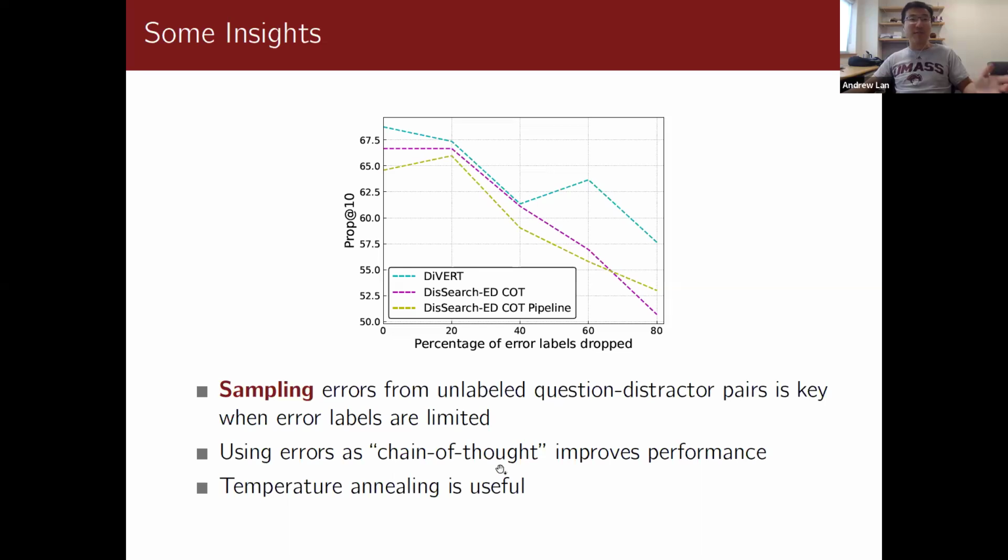We also found that using errors as chain of thought generally does lead to improved performance compared to just asking the model to spit out a distractor. And we also found that temperature annealing is useful. You need to change how good that softmax approximation is during training, and that helps in practice.